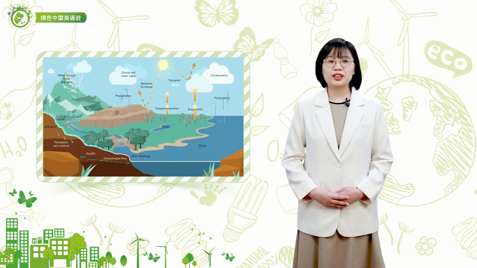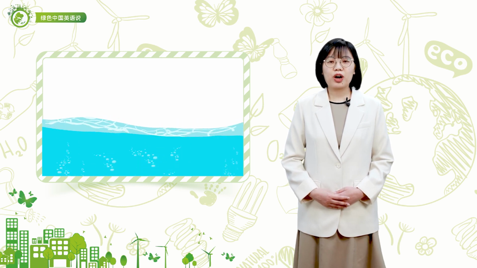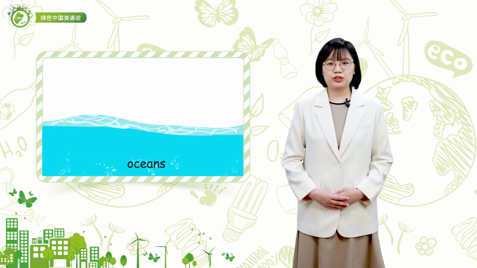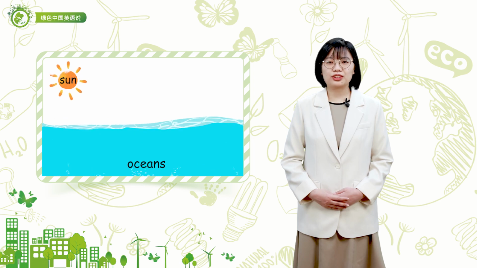Earth's water is always in movement, and the natural water cycle, also known as the hydrological cycle, describes the continuous movement of water between the oceans, the atmosphere, the land, and living organisms. Like other biogeochemical cycles, the water cycle has no beginning or end. But we will begin with the oceans, since that is where most of Earth's water exists. The sun, which drives the water cycle, heats water in the oceans.